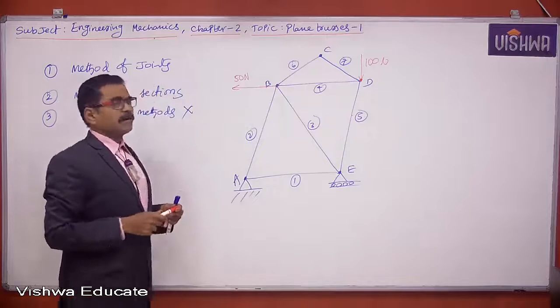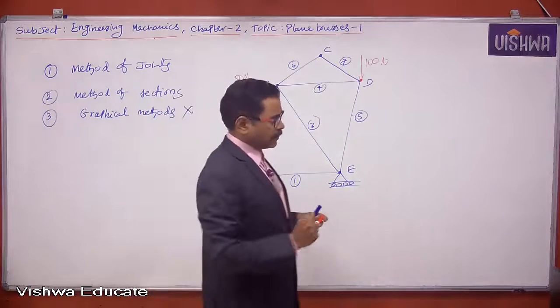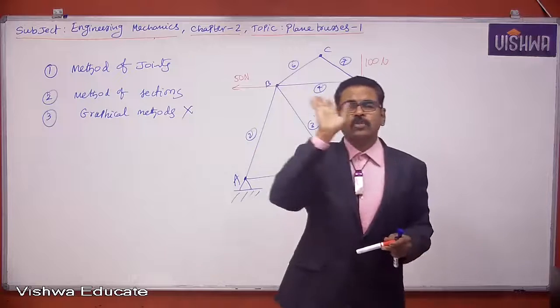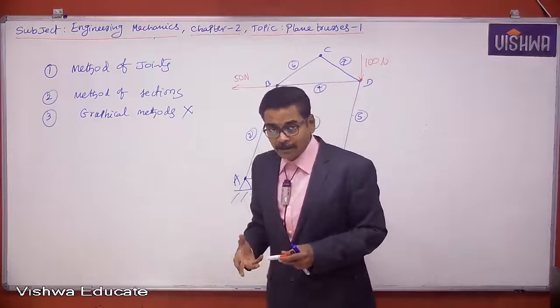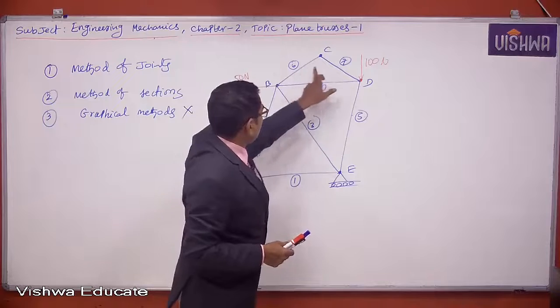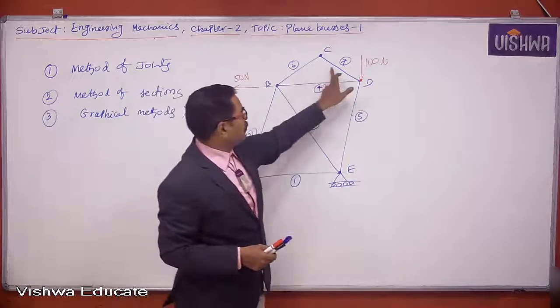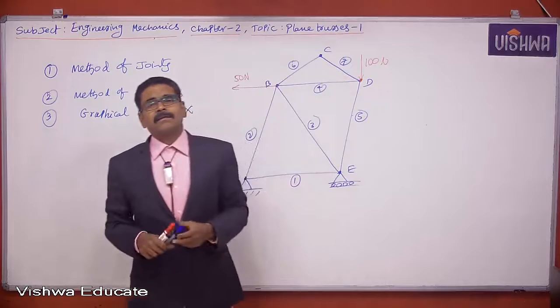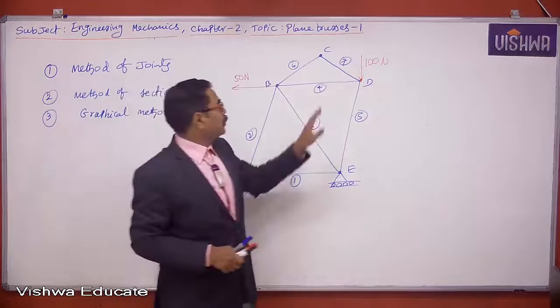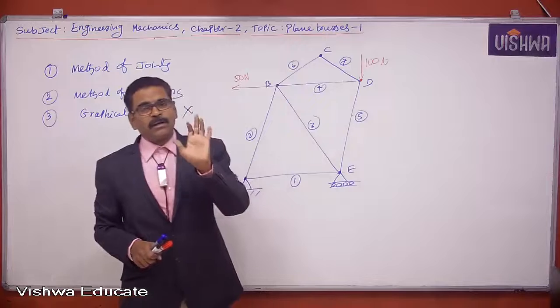But observe joint C. At joint C, only two members are connected. Are they collinear? At joint C, member 6 and member 7 are joined, only two members. They are not collinear. So, two members are connected by a pin joint which are not collinear.